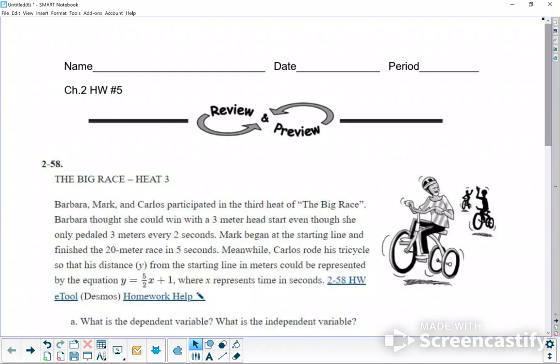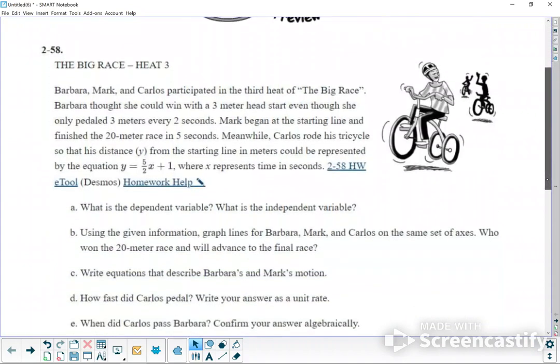All right, folks, let's go ahead and do this big race heat 3 for number 58. All right, so take a moment to read through there.